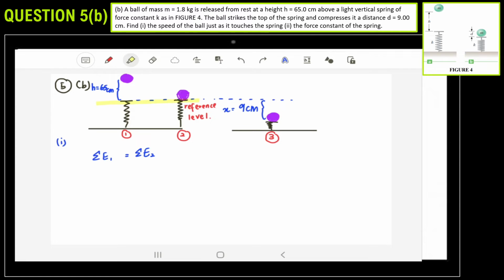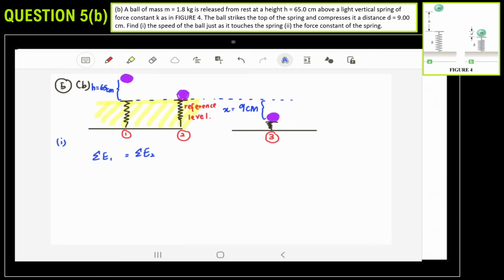Okay, what is reference level? Why do I put a reference level? When I put a reference level, it means that I will ignore the height of the spring. Okay, so saya hanya ambil bola itu daripada atas jatuh ke sini. The height of the ball is just 65 centimeter, and when the ball touches the top of the spring, there is no height. So saya ambil ini sebagai reference level.